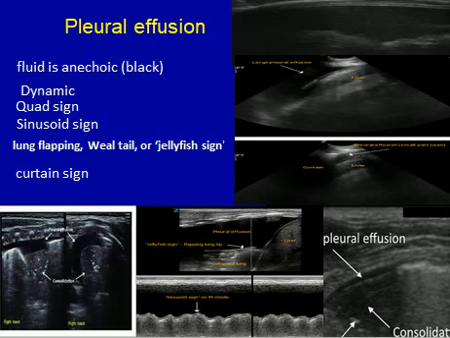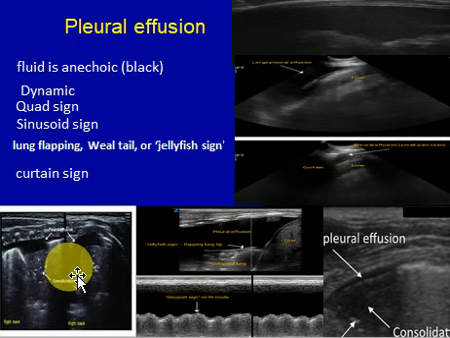Move now to the pleural effusion. If it is completely fluid, no air, it will appear black and quick, dynamic. This is the quad sign. The quad sign has four boundaries. One border is the pleural line, another border is the lung, and the far side border is created by the shadow here.